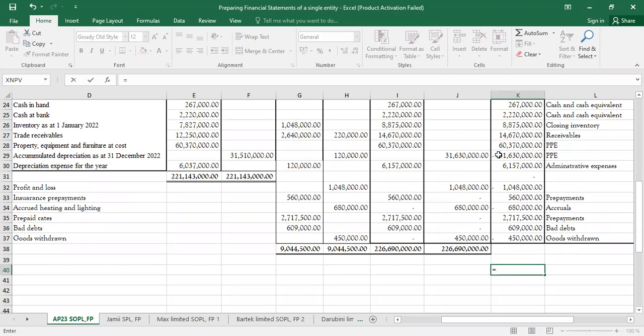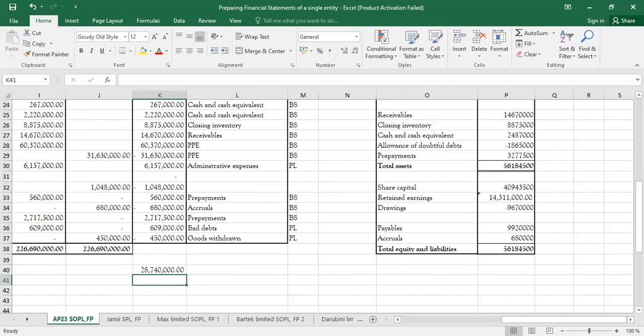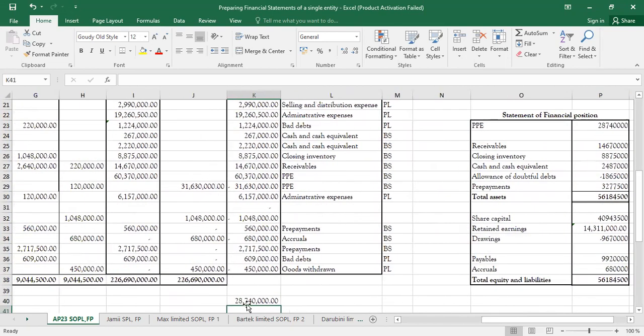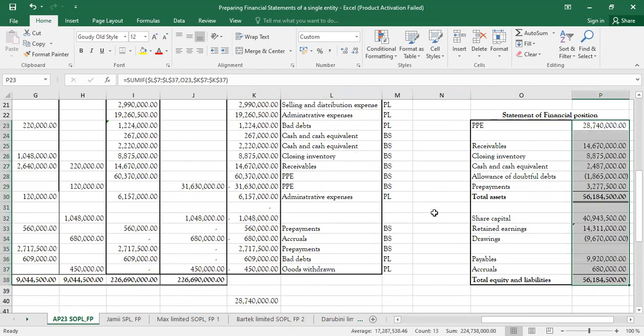Where is it? So it is here, the 60 minus, but we will not minus, because our accumulated depreciation is already in negative format. You add the accumulated depreciation, you get the net book value, and you can see that that's what is recorded: 28,740. It is here, 28,740. If you want the commas so that you can easily see, just click here on the commas, and you can easily see, isn't it?